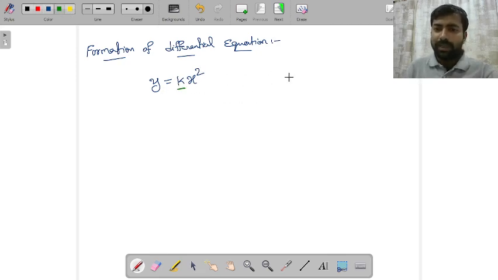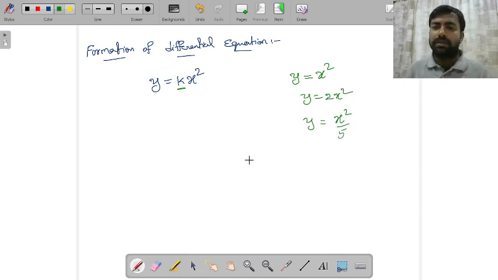Okay, it means this family contains all these curves: y equal to x square, y equal to 2x square, y equal to x square by 5, right? K can be taken as any real number. So these are all members of this family. So this is a one parameter family.